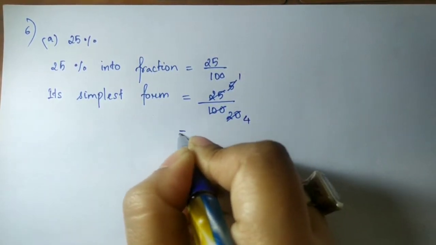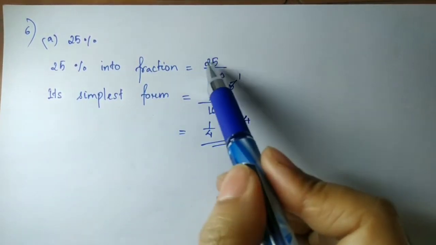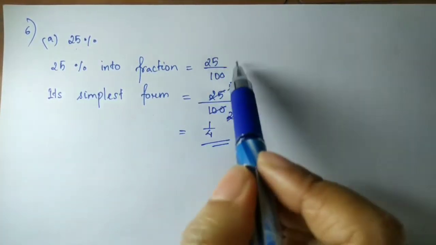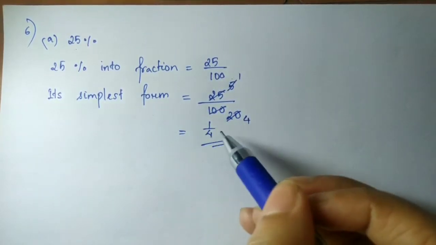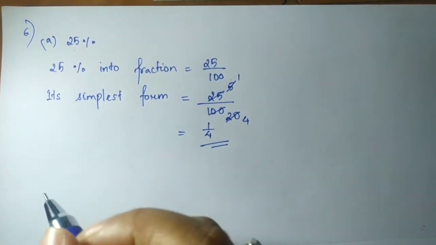So what remains is 1 by 4. So this is the simplest form. The first part is converting 25% into a fraction. Then the second part is converting it into its simplest form. So this is the way you do the sum.